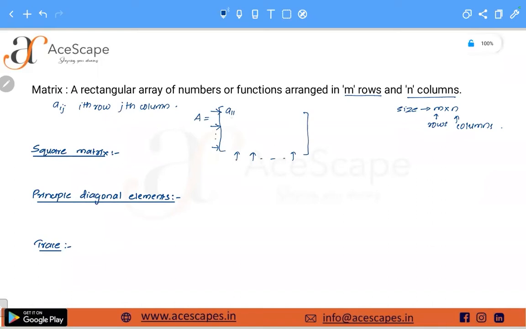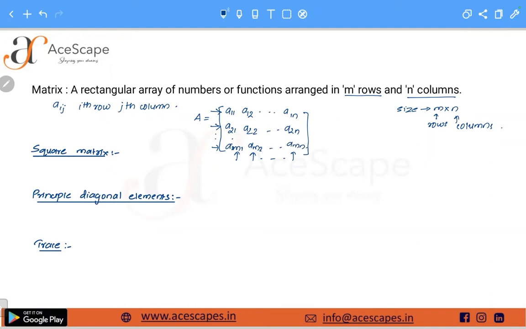We write the element in the first row and first column as A11. Similarly, first row, second column as A12, etc. The element in the first row and nth column is A1n. Similarly, the second row is A21, A22, etc., up to A2n. And the elements of the mth row are written as Am1, Am2, etc., up to Amn.